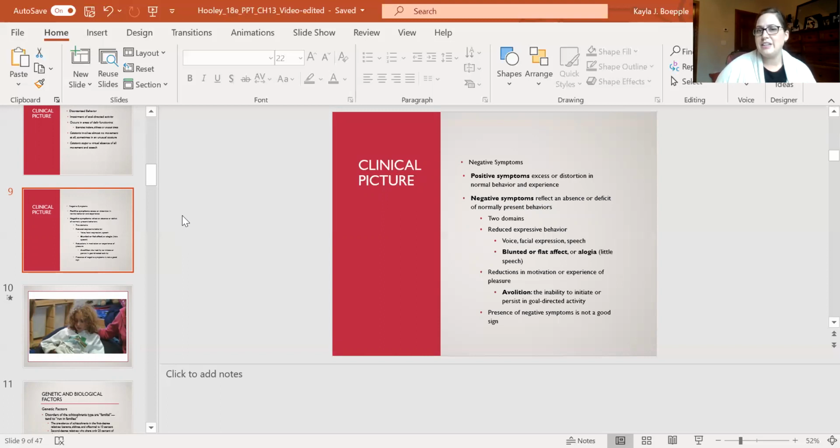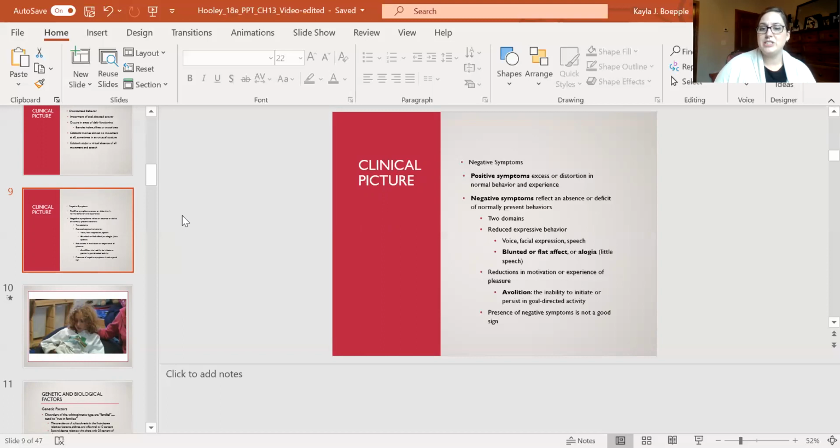We also have negative symptoms. These reflect an absence or deficit of normally presented behavior. A normal human being has typical behaviors. A person with schizophrenia may not have those behaviors. For example, they might have reduced expressive behavior. They might not experience facial expressions. They might not be talking. Their voice might be very one tone.